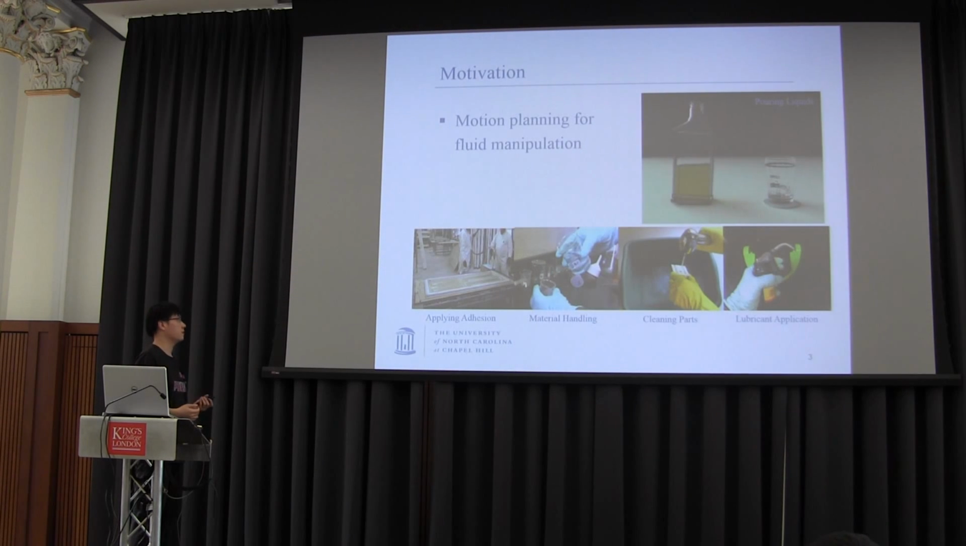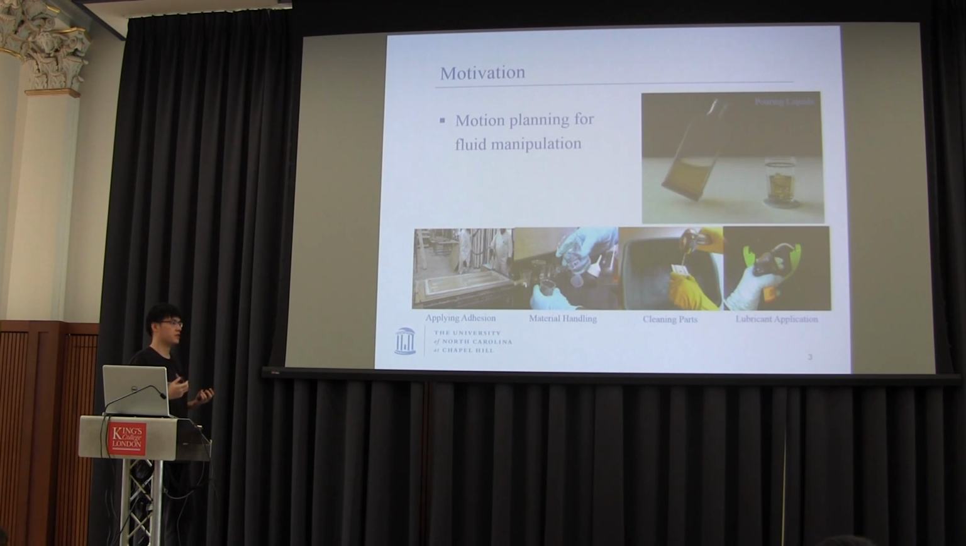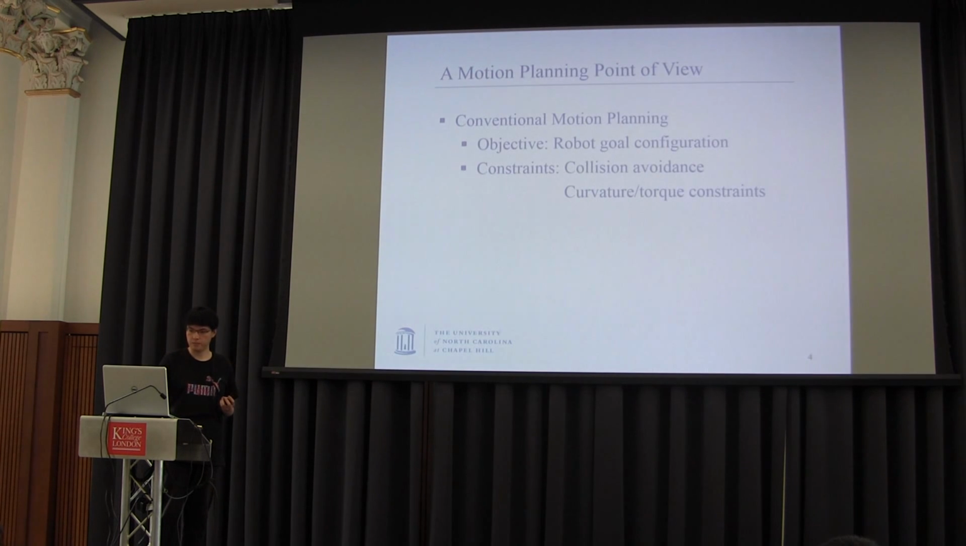We want to solve a motion planning problem for fluid manipulation. Typical applications of this kind are, for example, we want to handle dangerous liquids in a lab, we want to replace the lubricant for a car, we want to clean out the shell of a product. Fluid dynamics play a very important role in all these applications, but here we focus on a special application where the objective is to transfer the liquid from a source to a target container. And we take a motion planning point of view to solve this problem.